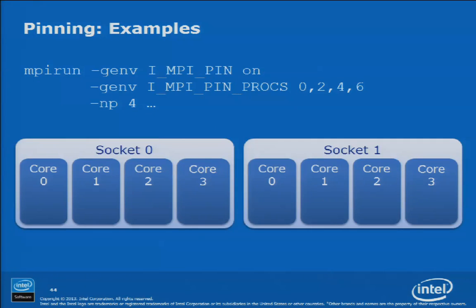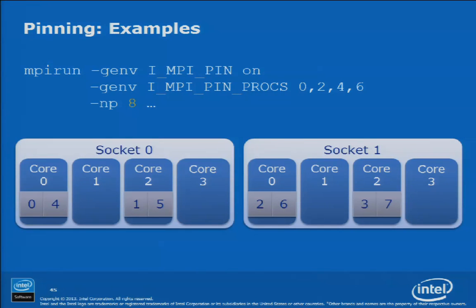And so, for example, if you tell our MPI library to do I_MPI_PIN_PROCS to 0, 2, 4, and 6, you will end up in the same scenario as in the taskset command, but now this process is firmly pinned to core 0. It will not wander around in the system. Okay? Now, if you do 8, same pinning mask, you will end up in the same scenario again.